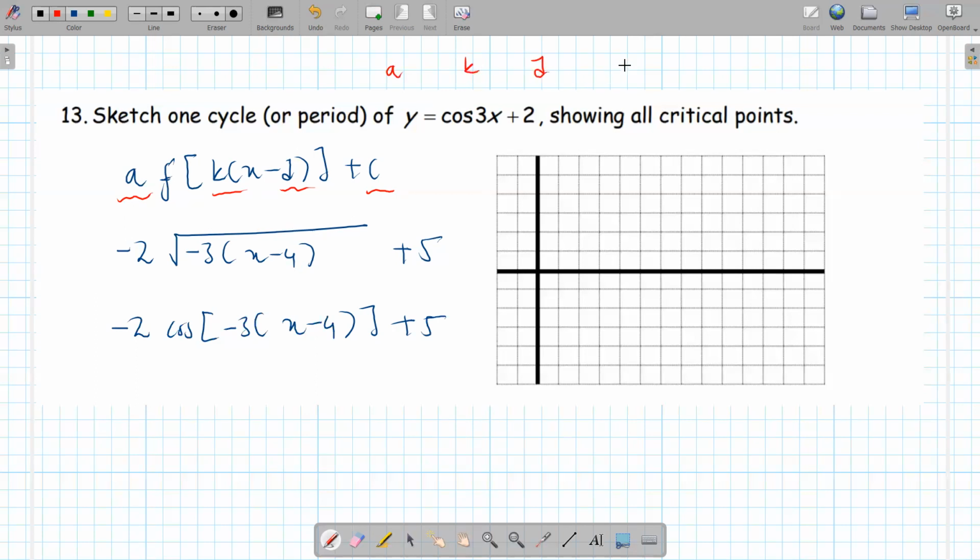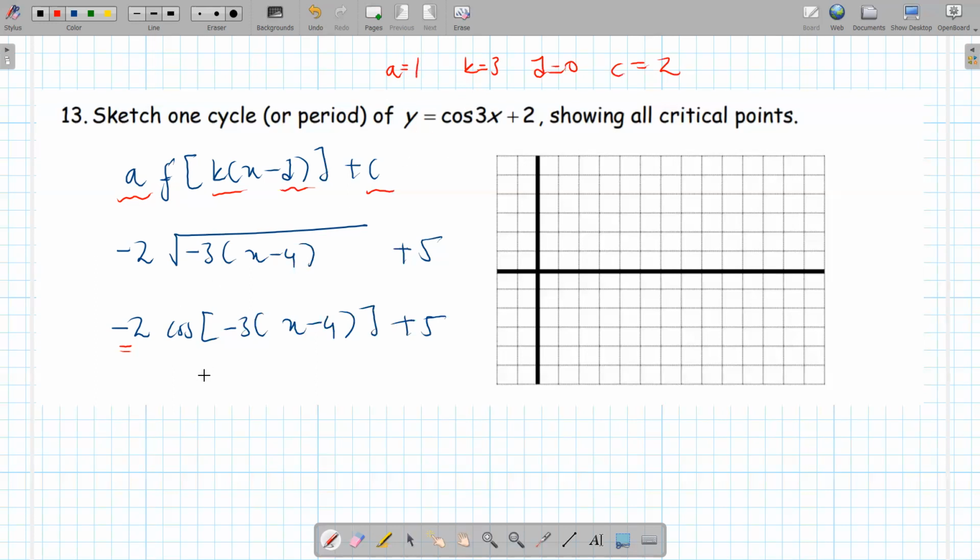Cosine 3x plus 2. C is +2, because it's outside the function. D is 0, because you're not adding anything to the x or subtracting anything from it. What's k? K is 3. What's a? A is the number that's outside the function. A is 1.